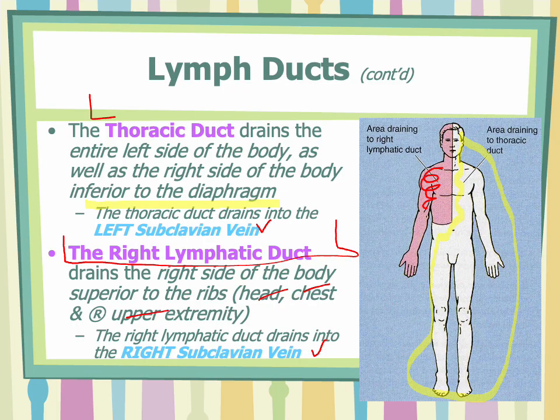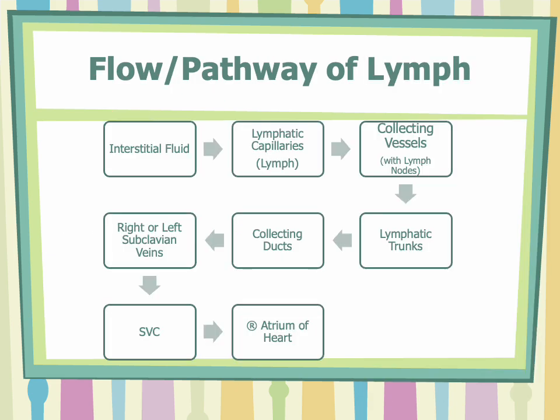Okay? So the right lymphatic duct drains the right side of the face, right side of the neck, upper right extremity, and right side of the thorax. The rest is basically drained by the thoracic duct. Okay? Now let's recap the flow.